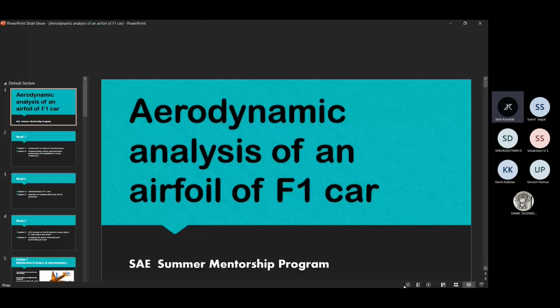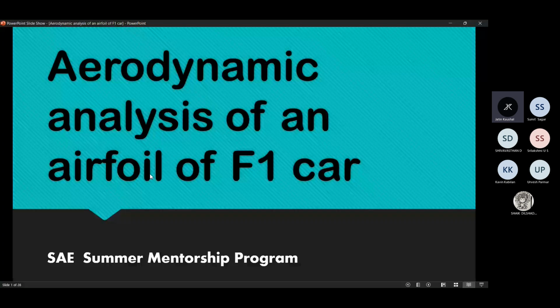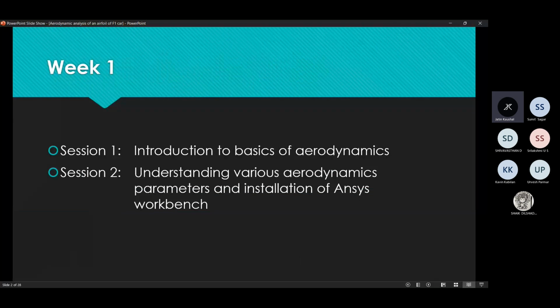I welcome all of you to this SMP by SAE and ITK. The topic of this SMP is aerodynamic analysis of an airfoil of an F1 car. This SMP will be 3 weeks long, and each week we will have 2 sessions. In week one, session one will teach an introduction to the basics of aerodynamics, and in session 2 we will deal with understanding various aerodynamic parameters and installation of ANSYS Workbench.